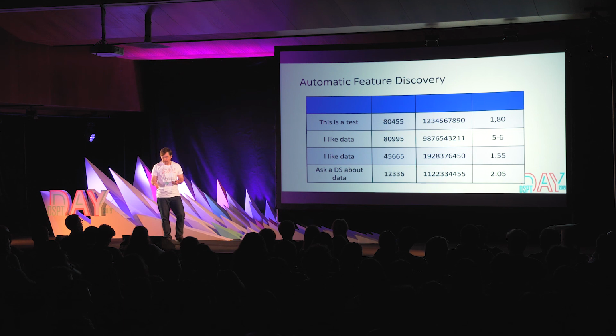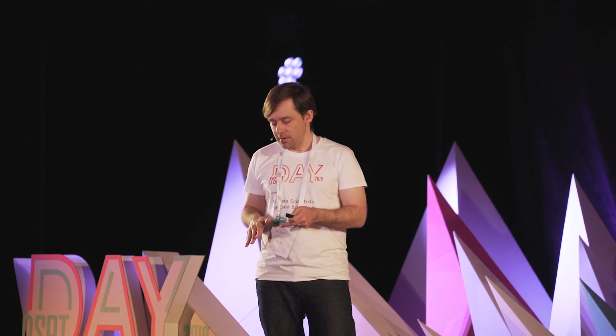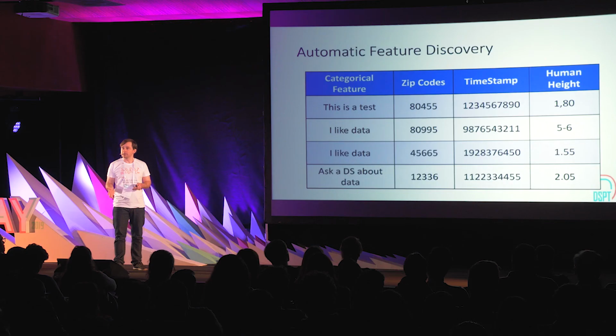The second column are just numbers. The third column are random numbers. And the last column, we see 1.80, 5-6, 1.55, 2.05. So what can that column be, right? Maybe it's a free text, maybe it's not. But at this point, it's hard to know what it is. But if I put the name of each column, we can start to use the human intuition to try to define what each variable is on that table, right?